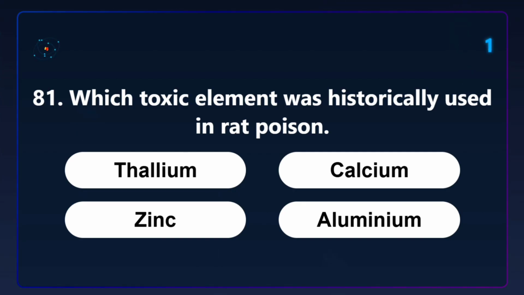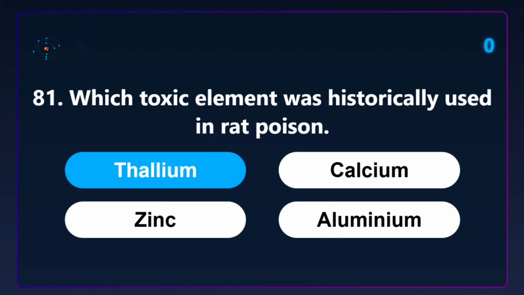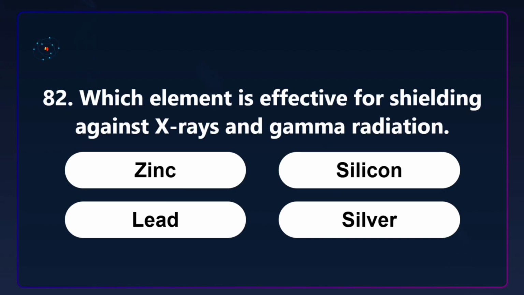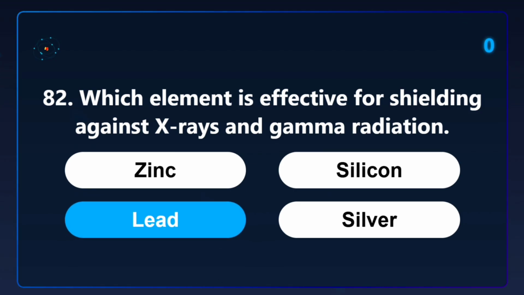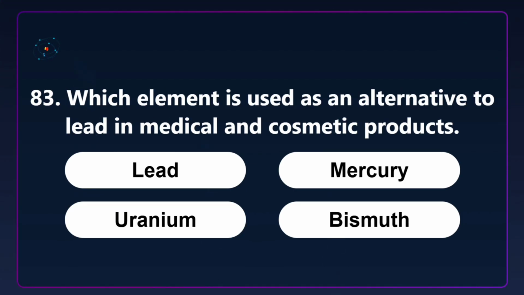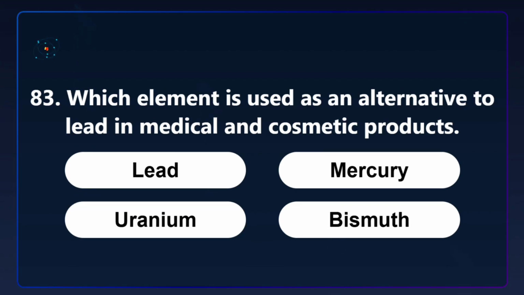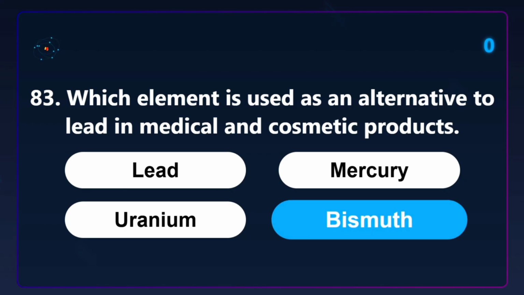The answer is thallium. Question 82. Which element is effective for shielding against X-rays and gamma radiation? The answer is lead. Question 83. Which element is used as an alternative to lead in medical and cosmetic products? The answer is bismuth.